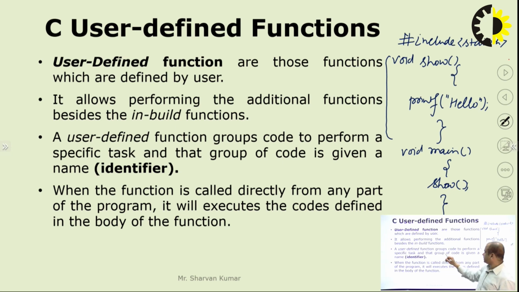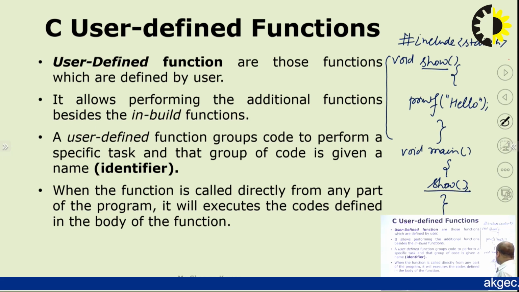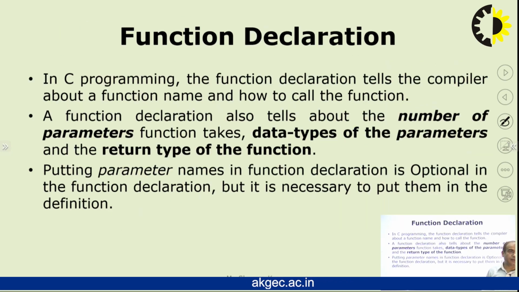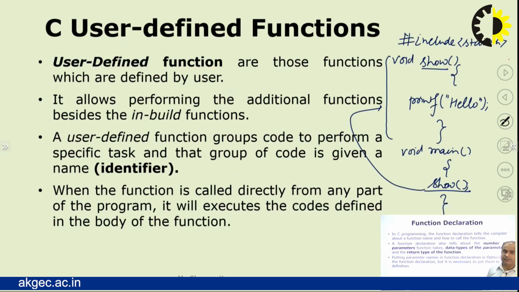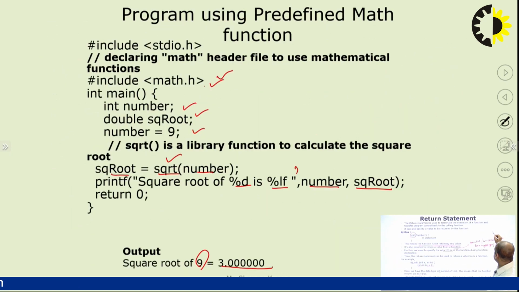So a user defined function is a group of code that performs a specific task, and that group of code is given a name, which is the identifier. We have given the name show here. When the function is called from any part of the program, it will execute the code defined in the function body. Here we call that function and it automatically runs the function defined in the body. Now we understand the terminologies. First is function declaration. Function declaration was this one.